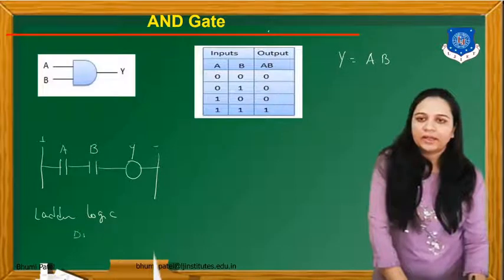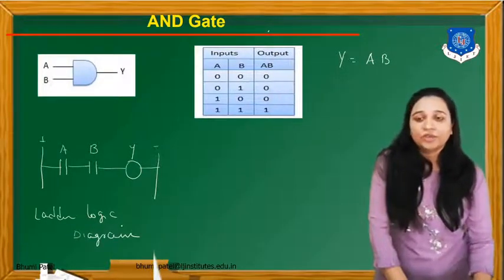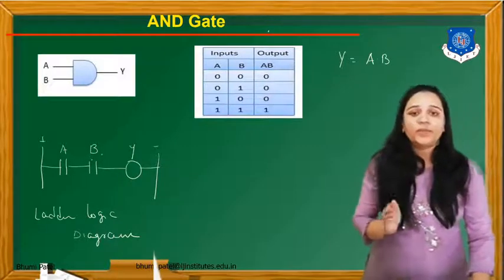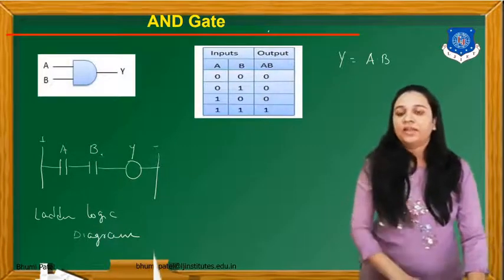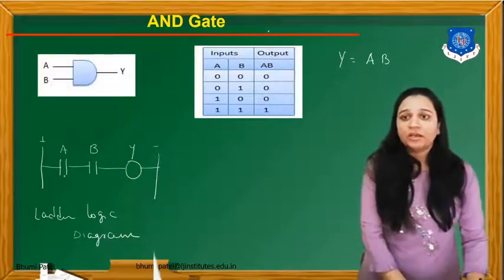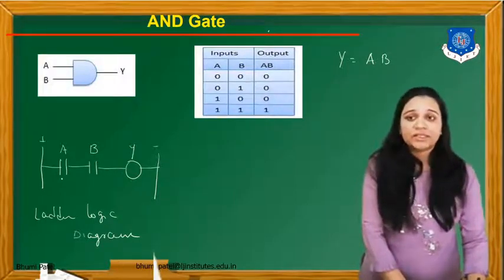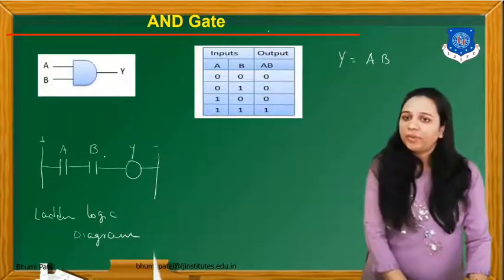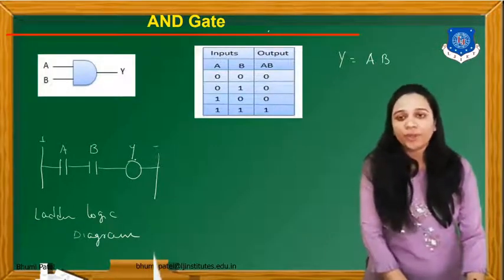Ladder logic diagram for the AND gate. Whenever we deal with the AND gate, the output is on only when all the inputs are on. Here this contact is known as the normally open contact. So whenever inputs A and B are high, we get the output high.